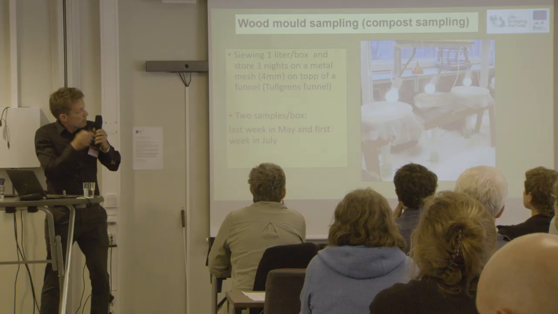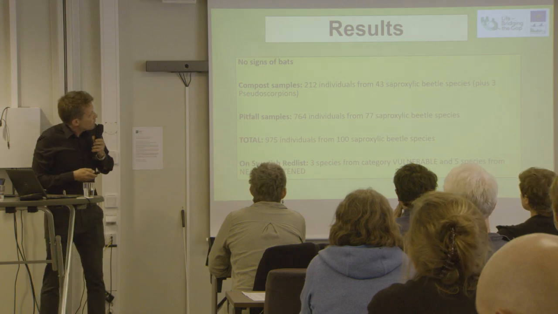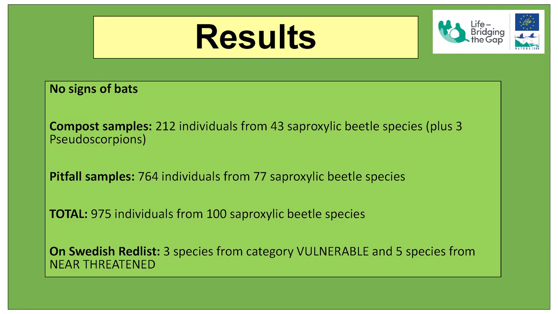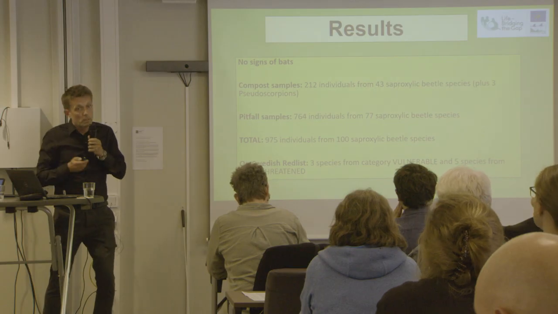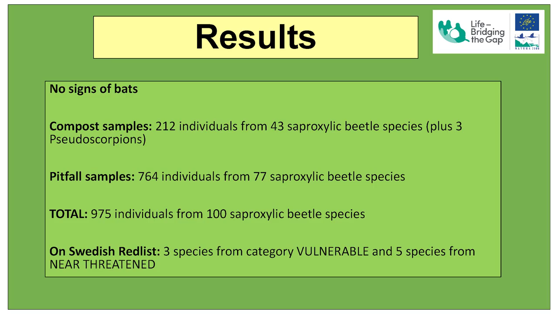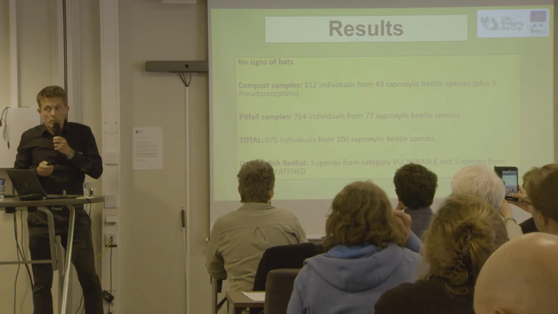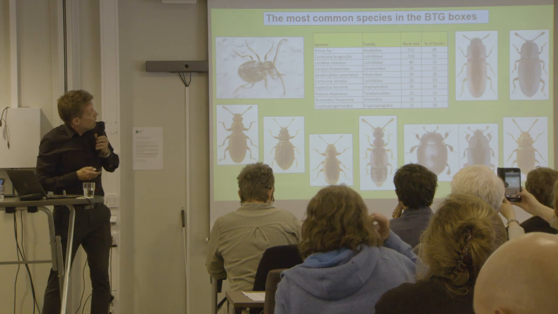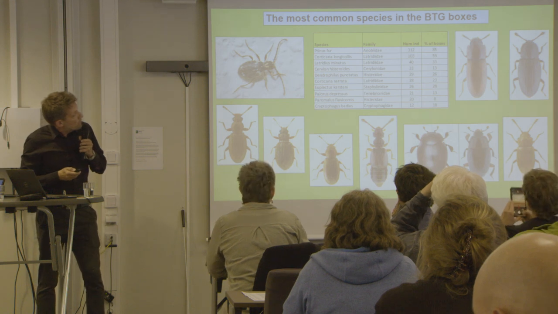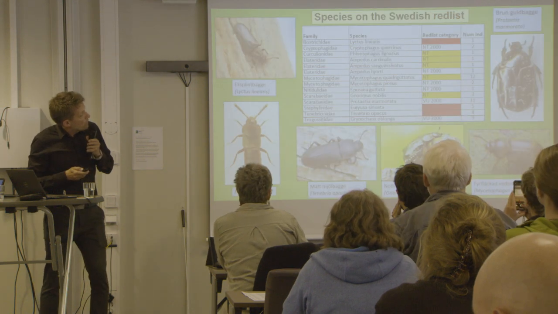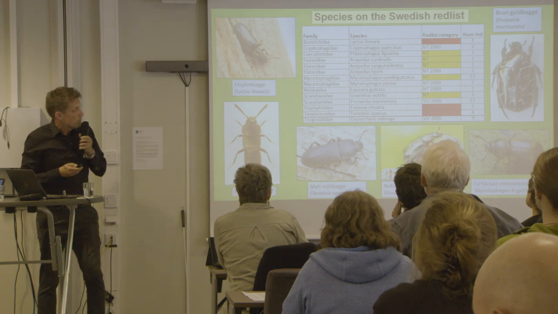And with light and heat, force the beetles down into a box. I also checked the boxes for bats, and you will understand later why. Because in some of the boxes we actually tried to create a good habitat for the bats, but unfortunately no sign of it. In total, we found nearly 1,000 individuals from 100 saproxylic beetle species, and so that's good. Here we have the most common one. I will pass that, as not so many of you are nerdy enough for that. Here you can see that some of the species are on the Swedish red list, so that's good.